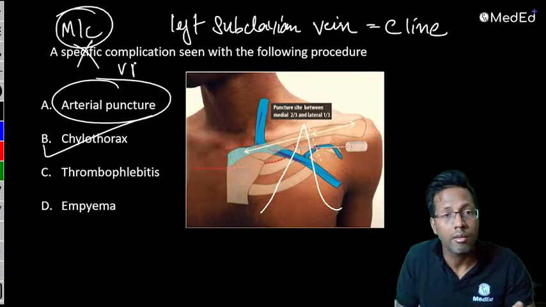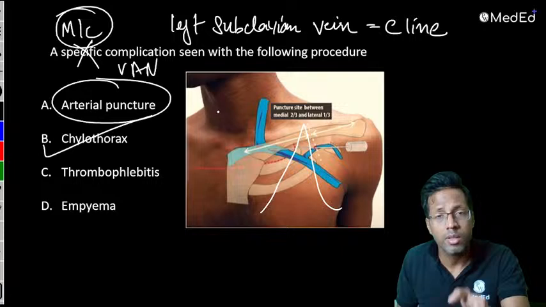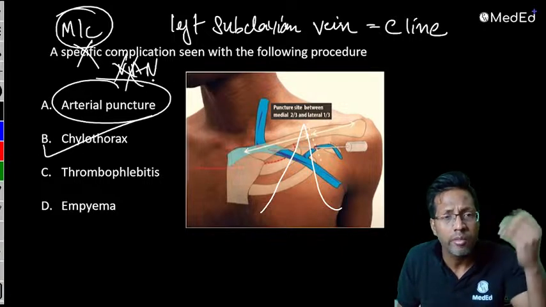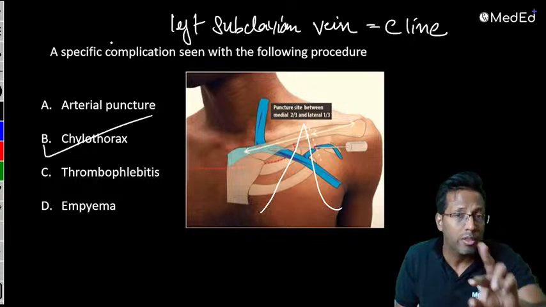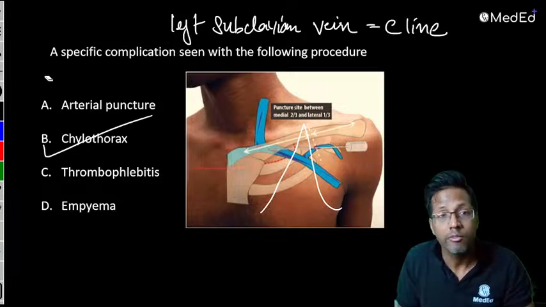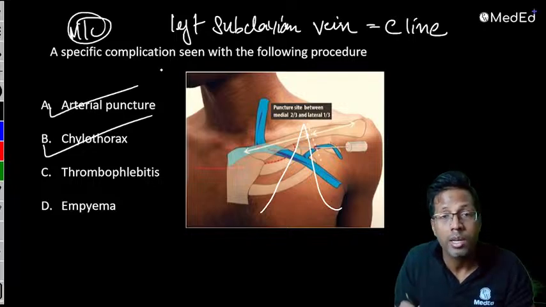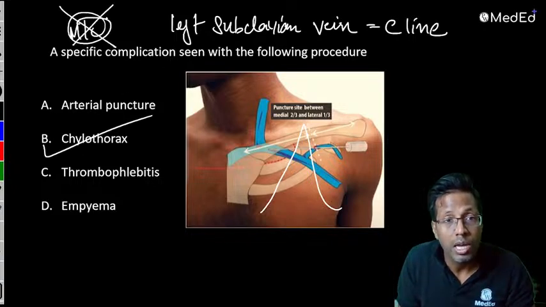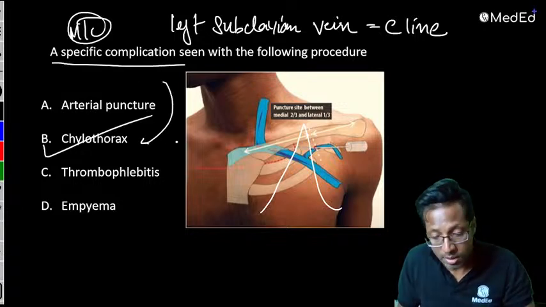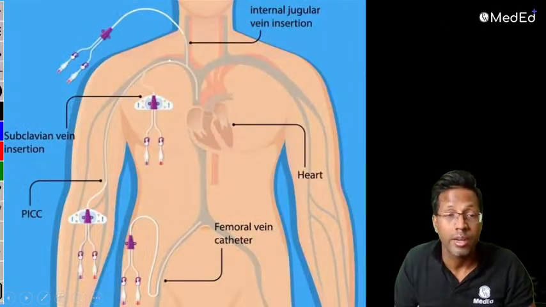Why? Vein, artery, nerve. If someone asks you what is the most common complication seen with the central line insertion, vein, artery, nerve, the next to the vein is artery, straight away arterial puncture. So if the name changes, you have to read what question has been asked. If they say what is the most common complication, the correct answer becomes arterial puncture. But if this is not the question asked, they ask you what is a specific complication, then the answer becomes chylothorax. Correctly said by Dr. Ritvik. Okay? So that is a left-sided central line.